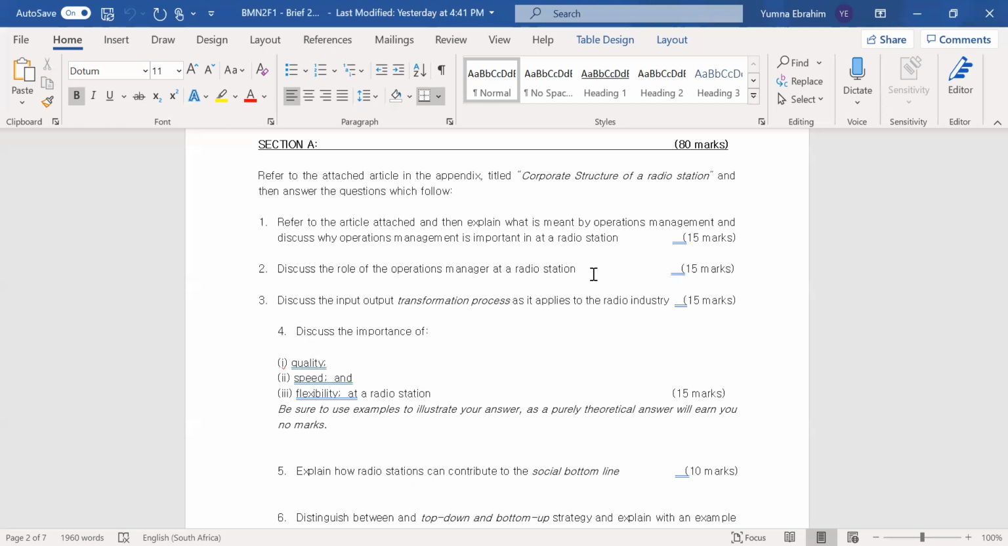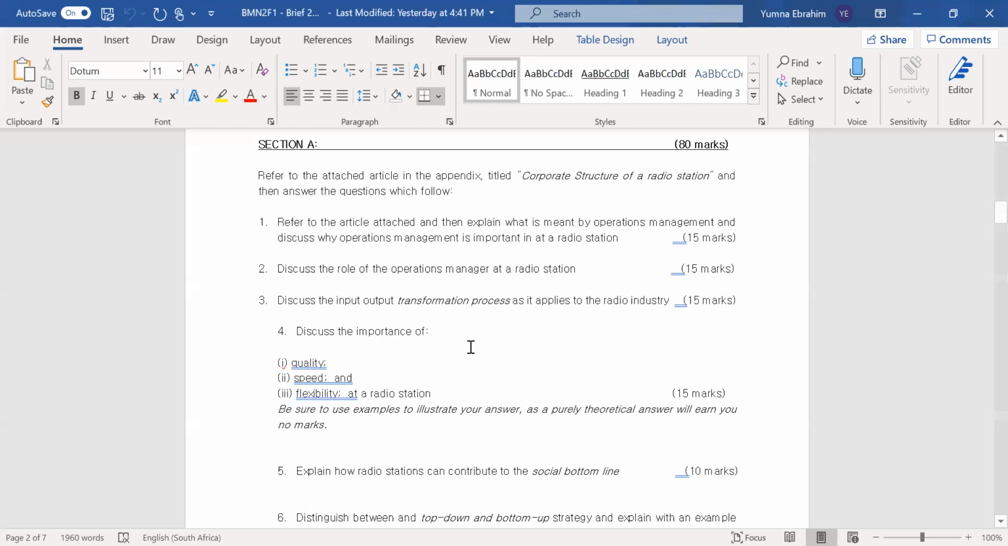So the role of the operations manager requires you to do a little bit of research into the workings of a radio station. And then, how does the operations manager bring together the various different people, like I said, the DJs, the people who work in the background on the IT, that sort of thing.